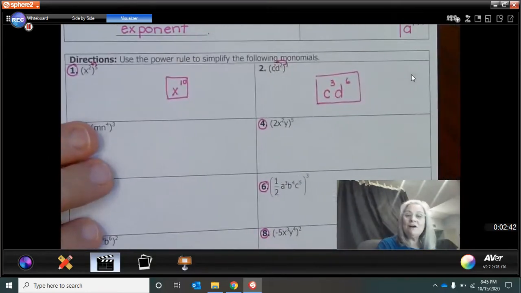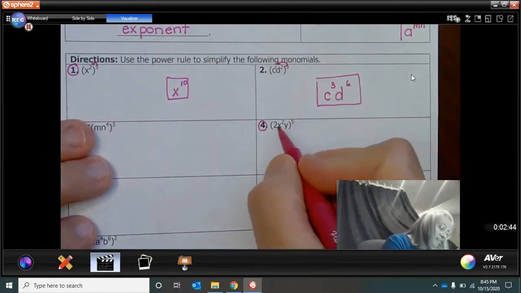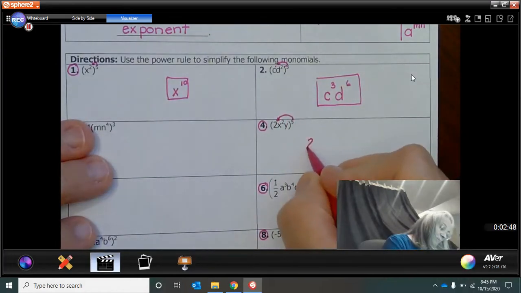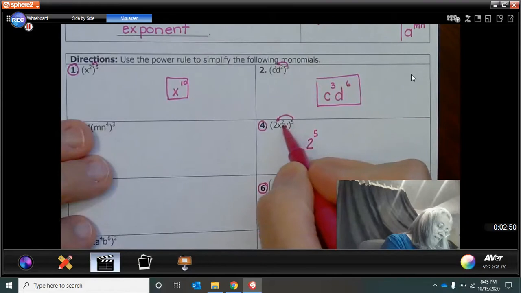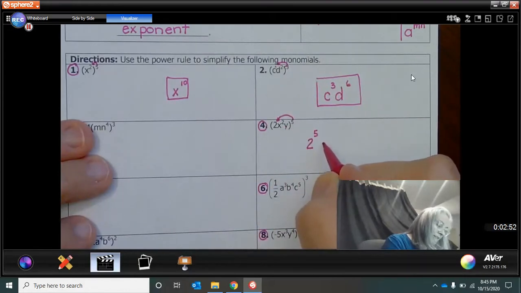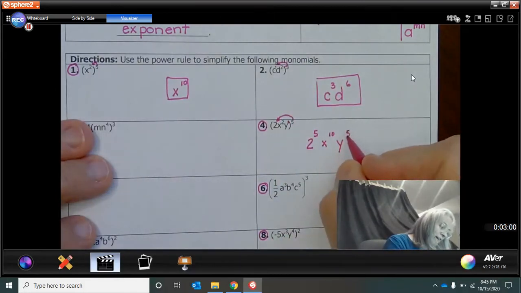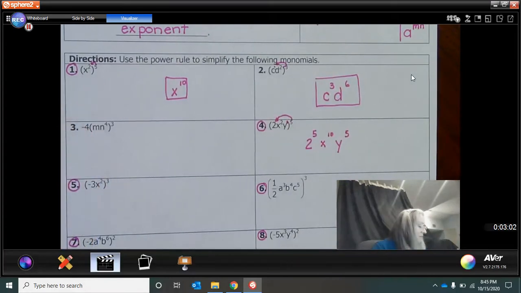Okay? So on number 4, we have a coefficient here. So I'm raising the 2 to the power of 5. So we actually end up with 2 to the 5th. I'm raising this x squared to the power of 5, so we have x to the 10th. And we have y to the first power, so 5 times 1 is 5, so we get y to the 5th power. Now we need to go clean up the 2 to the 5th power. Now we know that's 2 times 2 times 2 times 2 times 2.